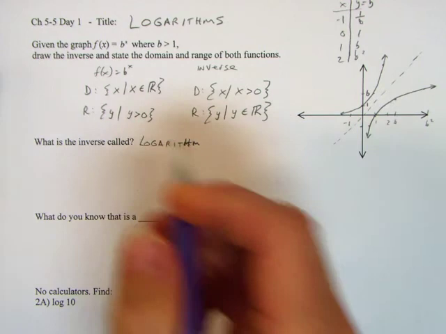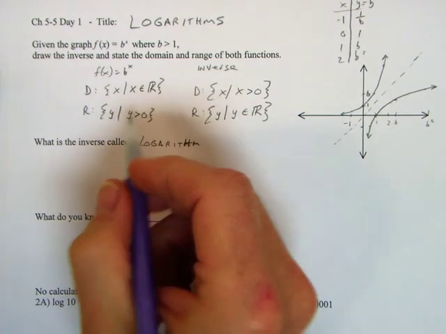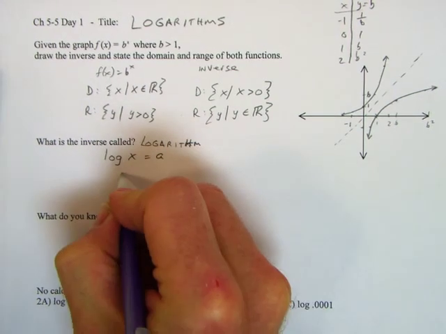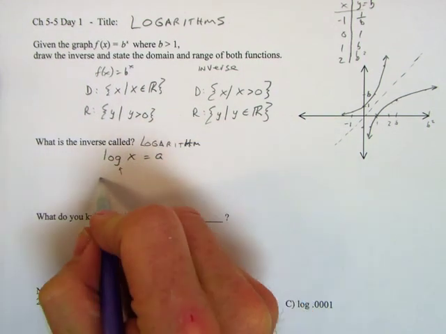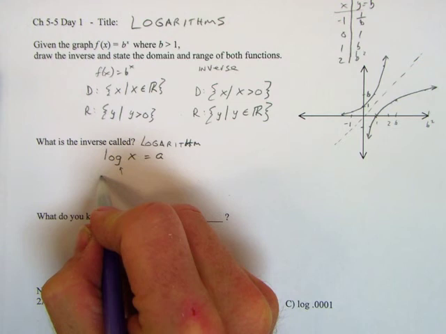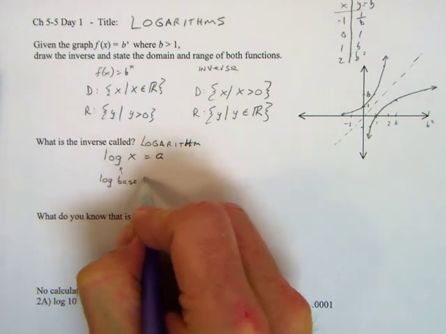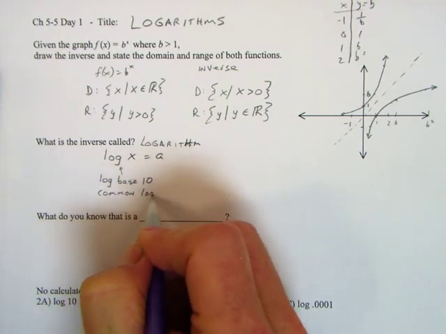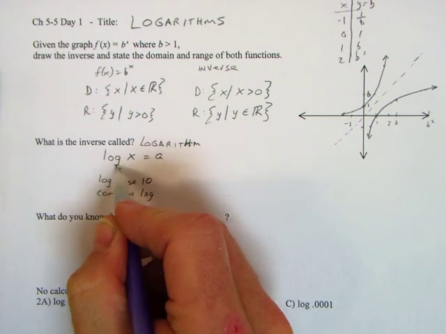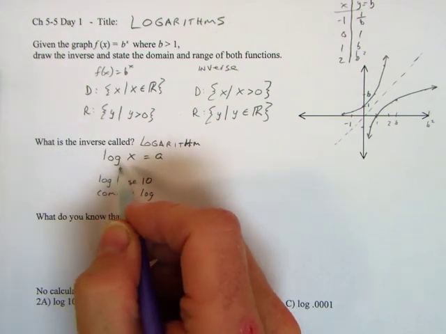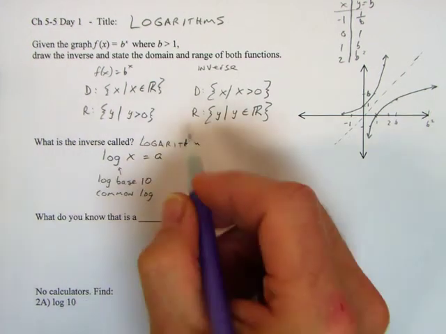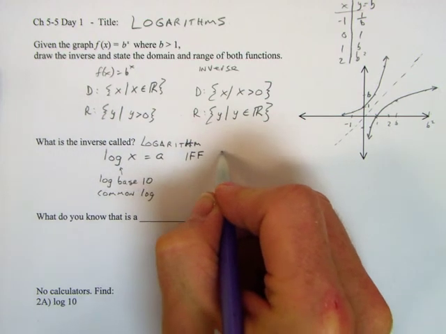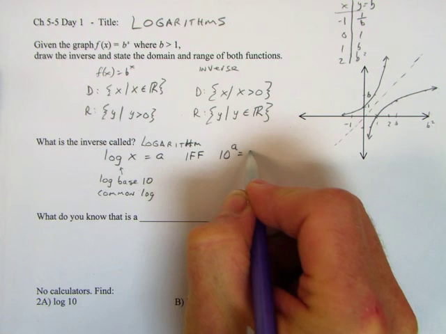So let's take a look at what we have here. If we say log of x equals a, this log means log base 10, which is also called the common log. When there's no number written at the bottom of the g, that is called a common log. And it says log of x equals a if and only if 10 to the a equals x.